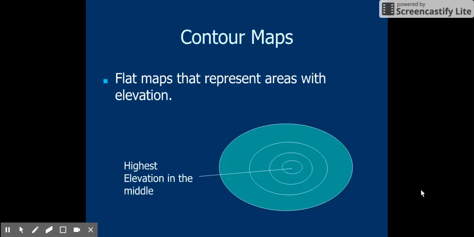A contour map represents an elevated area, like a mountain, on a flat map. So these lines that you see that look like circles on my diagram, they represent different levels of elevation, or how high up above sea level you are. An important thing to remember is the smallest circle, the one on the inside of all the rest of them, has the highest elevation. That is the top of the mountain.